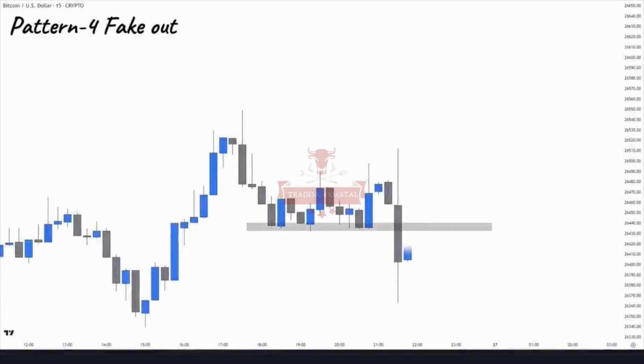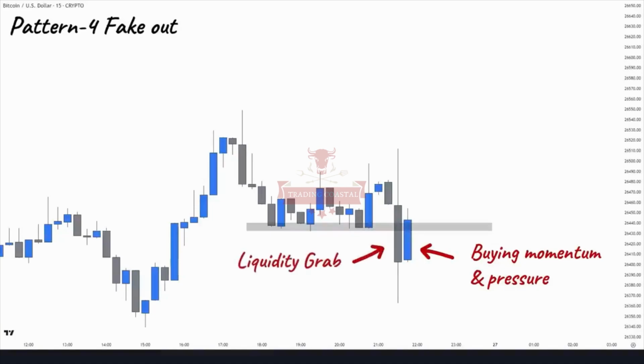Number 4. Fake out. A fake out, or a failed breakout, occurs when the price breaks through a market structure level but immediately gets back into the range. It shows that the sellers have failed to push the market lower due to losing momentum. On the other hand, as a smart money trader, we can identify this move as a liquidity sweep, so both of these concepts suggest a possible reversal.